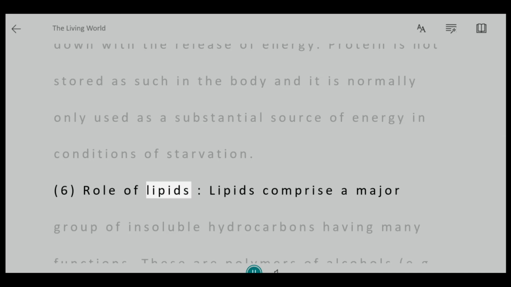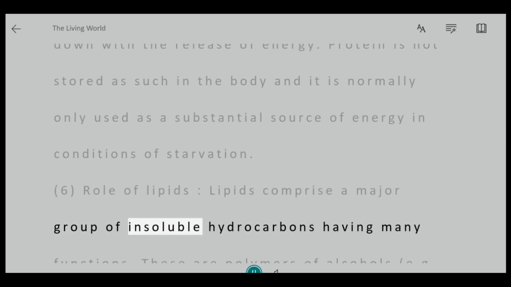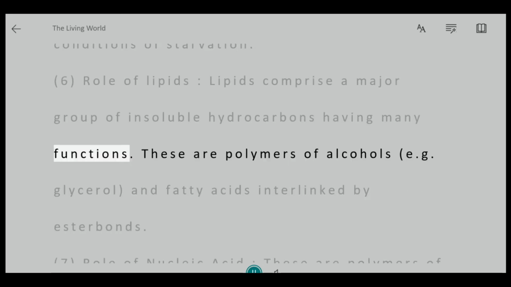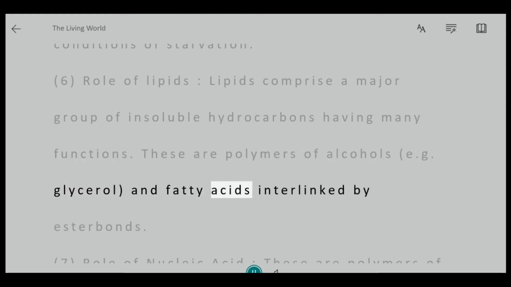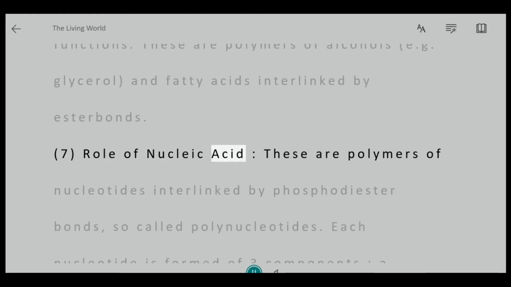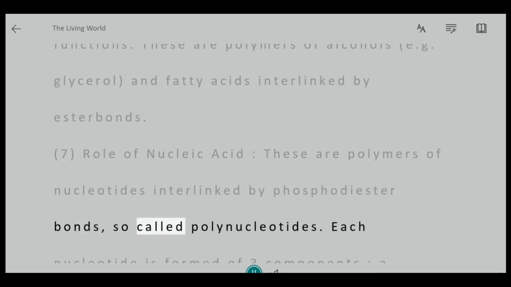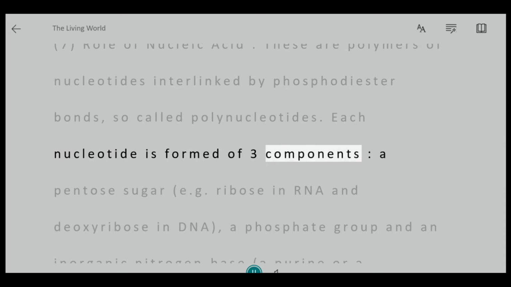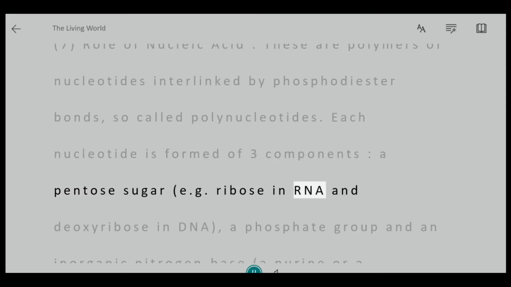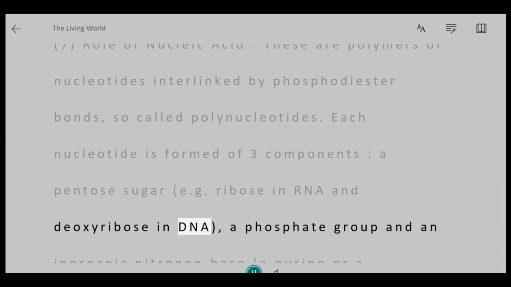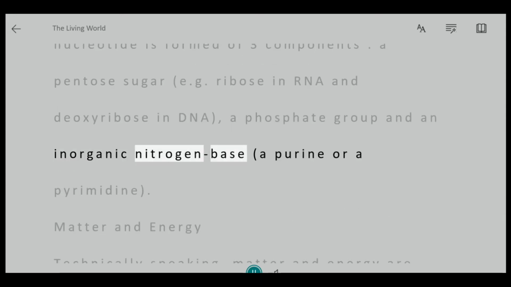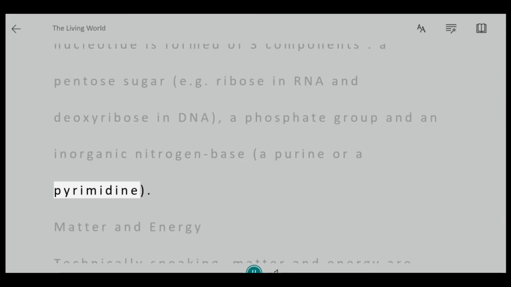6. Role of lipids. Lipids comprise a major group of insoluble hydrocarbons having many functions. These are polymers of alcohols, e.g. glycerol, and fatty acids interlinked by ester bonds. 7. Role of nucleic acids. These are polymers of nucleotides interlinked by phosphodiester bonds, so-called polynucleotides. Each nucleotide is formed of 3 components, a pentose sugar, e.g. ribose in RNA and deoxyribose in DNA, a phosphate group and an organic nitrogen base, a purine or a pyrimidine.